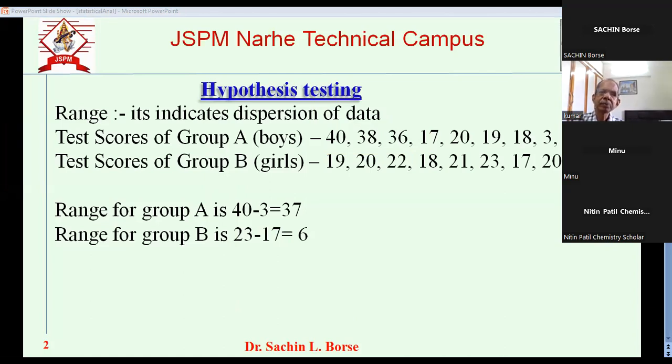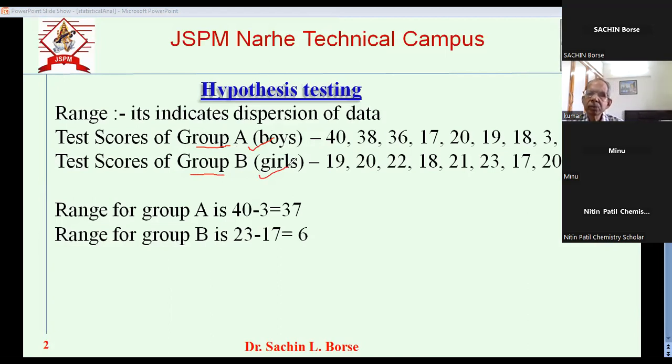So like here, we'll start with a few numbers. The first parameter that we'll see is the range. You can see in the data here, an exam was conducted in the class, and you can see the marks obtained by the boys, which is group A, we can say. Then there is group B, the marks obtained by the girls.